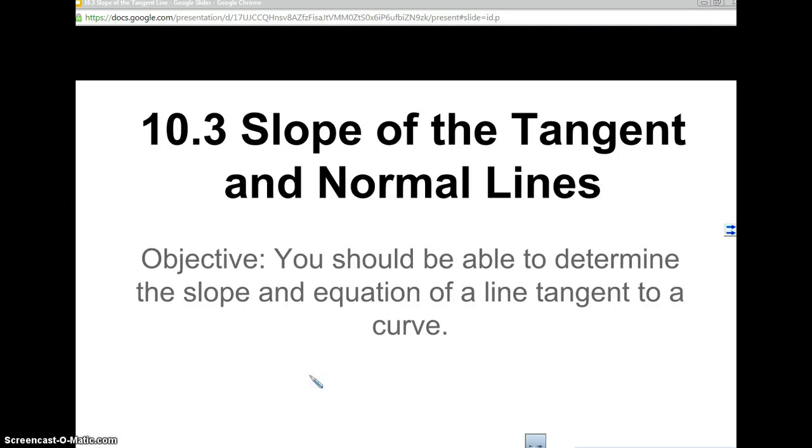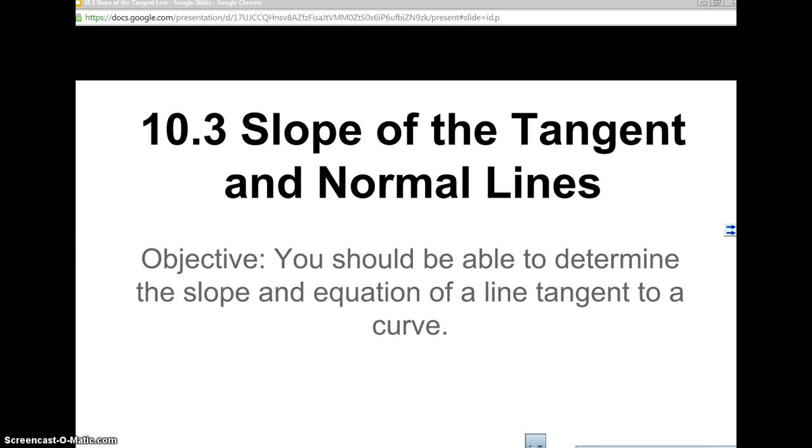In this video I'm going to be going over the slope of tangent lines and normal lines. By the end of this video, hopefully you should be able to determine the slope and the equation of a line tangent to the curve as well as the normal line using the power rule. So I'm going to stick to the power rule ones.